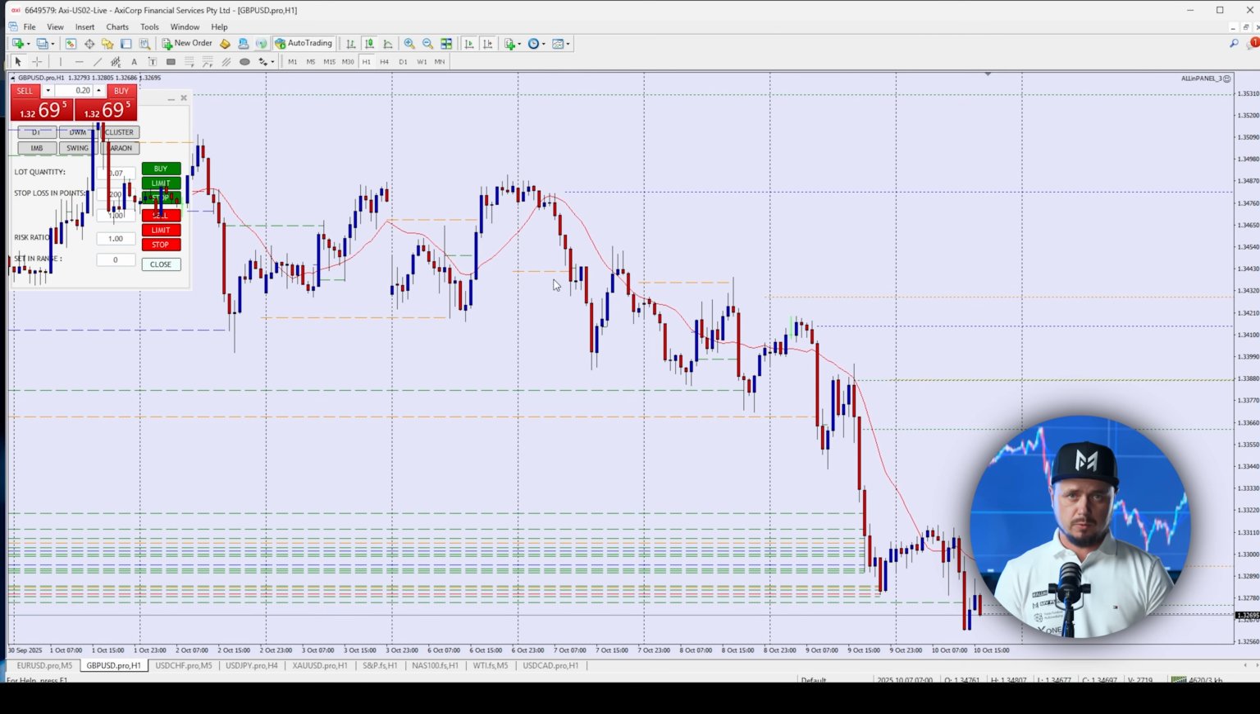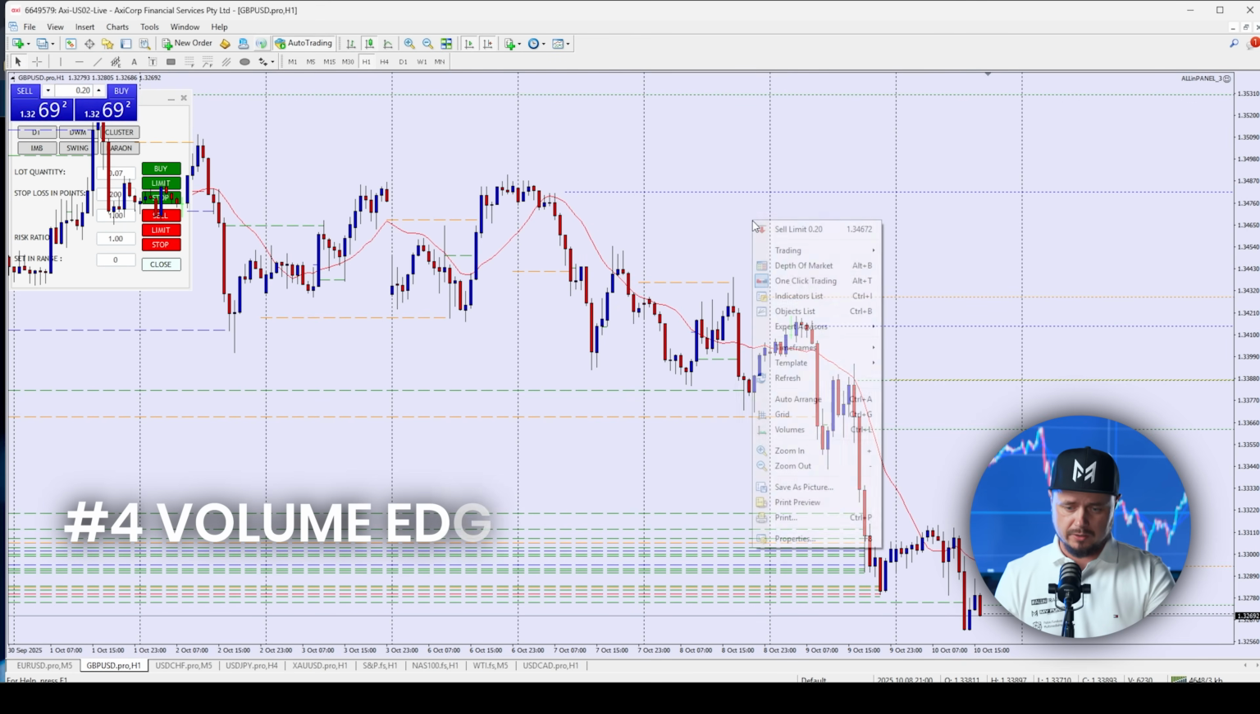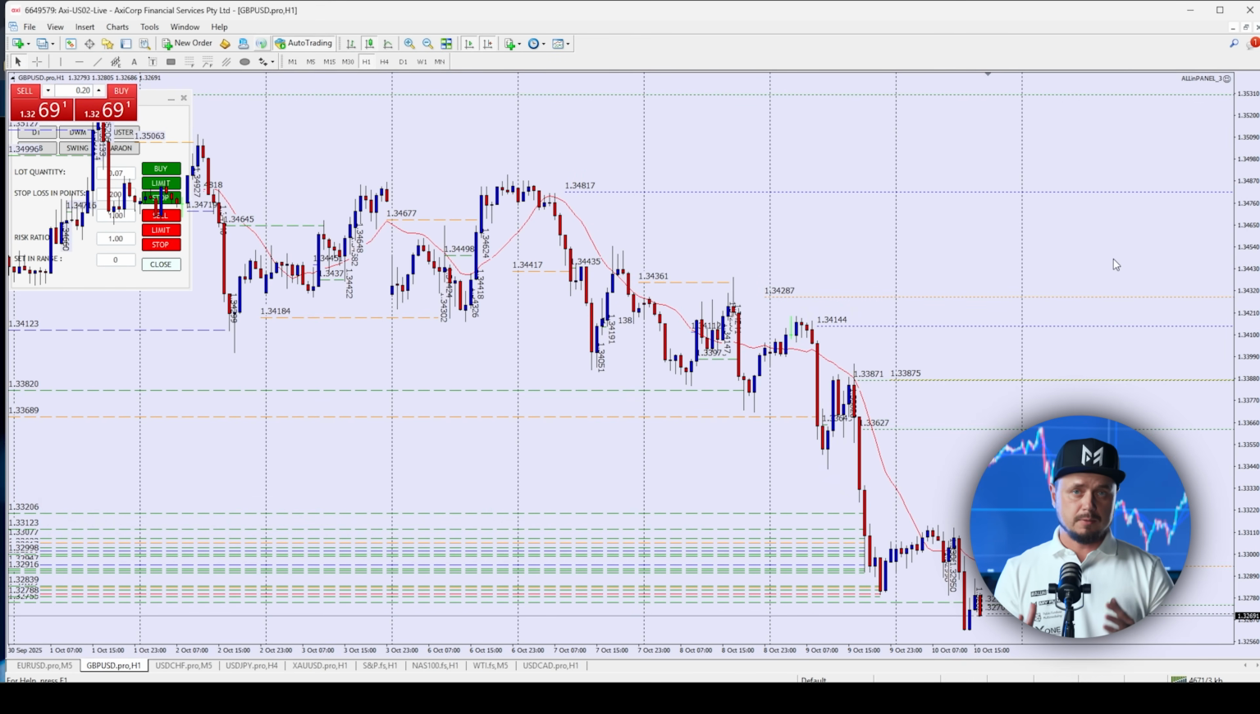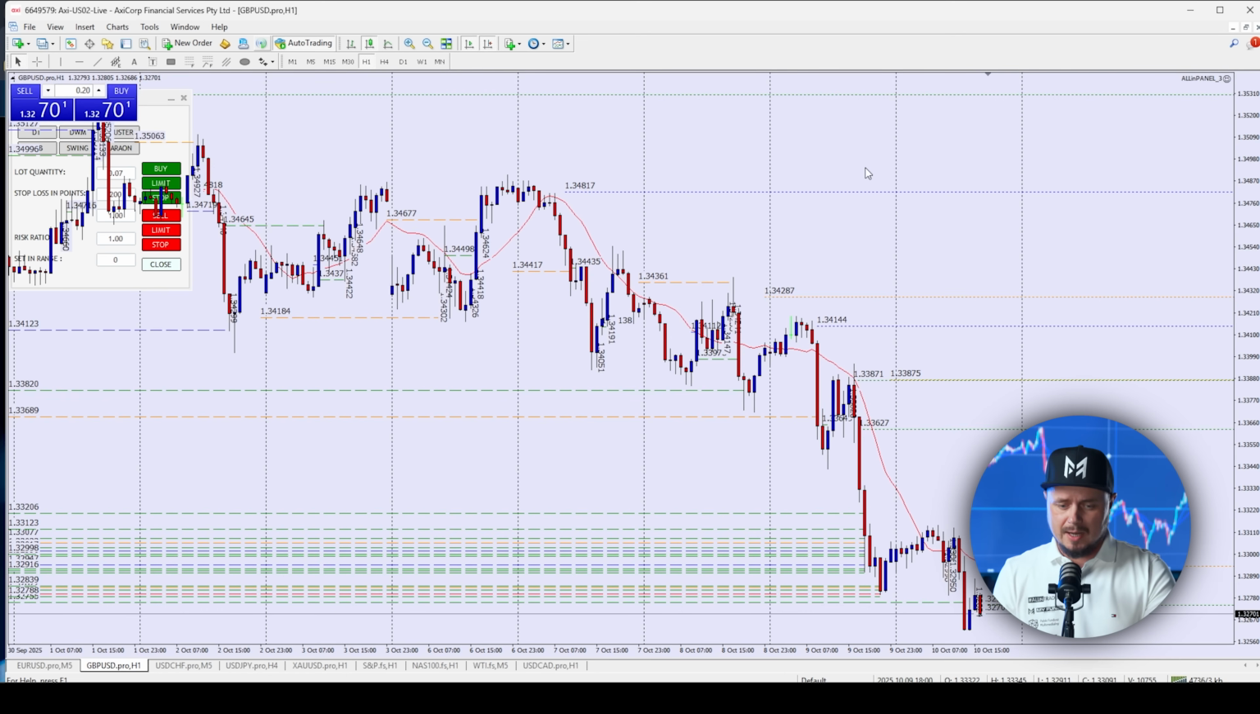And the last tool which I use for my trading is Volume Edge. It shows me volume levels. I'm not going to explain now where they come from, but I will show you how they work. Of course, not all the time, but together with the strategy, it's very powerful.